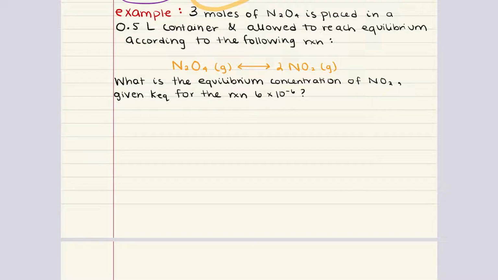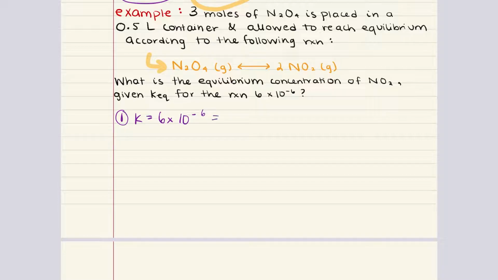This problem states 3 moles of dinitrogen tetroxide is placed in a 0.5 liter container and allowed to reach equilibrium according to the following reaction. What is the equilibrium concentration of nitrogen dioxide given that the equilibrium constant for the reaction is 6 times 10 to the minus 6? Wonderful. The first thing that we're going to do is set up our equilibrium constant expression with the given information. So we know that K is equal to 6 times 10 to the minus 6.